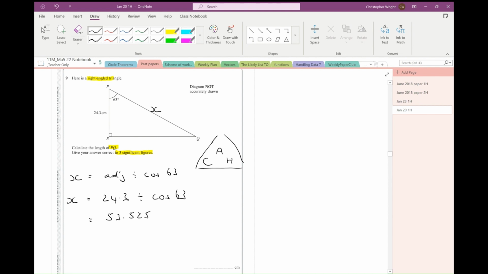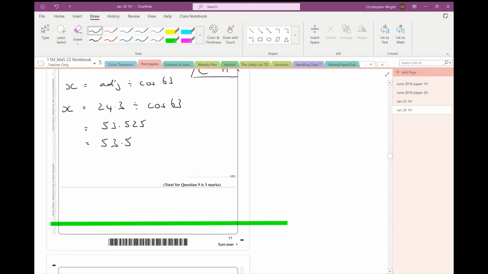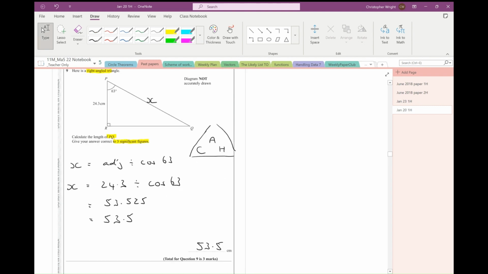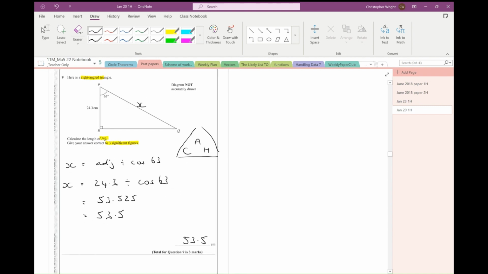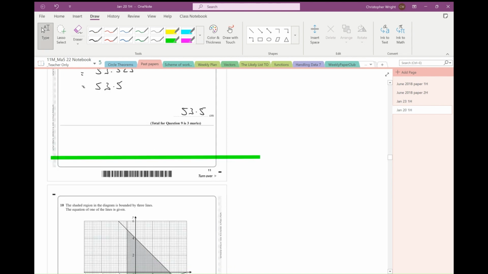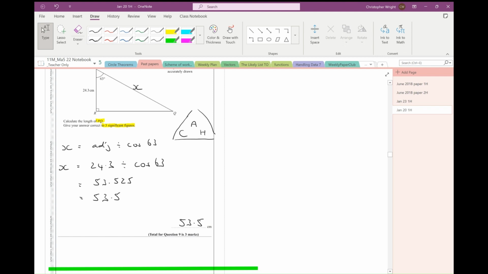53.525. Now I've got to give it to 3 significant figures, so that's going to be 53.5. Let's just see, does that look realistic? Well, it does look realistic, doesn't it? If the height is 24 and this is a large angle, larger than 45. So I think that looks about right to me. That's number 9 done, and that is 8 and 9 finished.